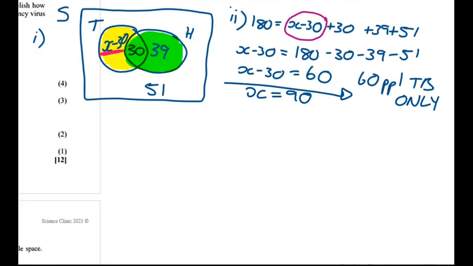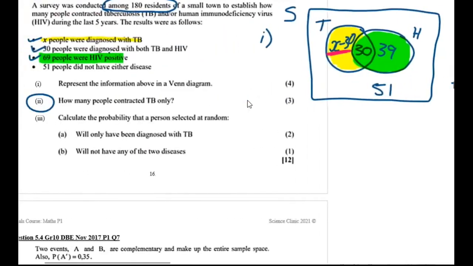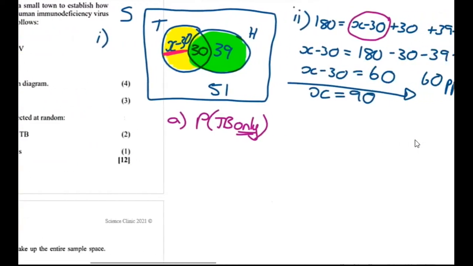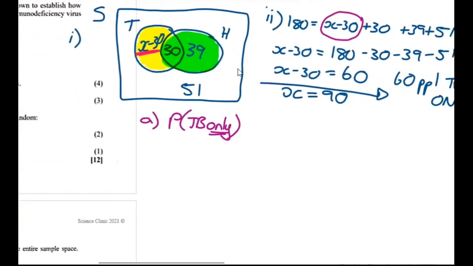Great. So that was question 2. That's how many people had TB only. Next question. Calculate the probability that a person selected at random will only have been diagnosed with TB. So now question A, the probability of TB only. That word "only" is so important. Type it in the chat and you don't have to simplify.